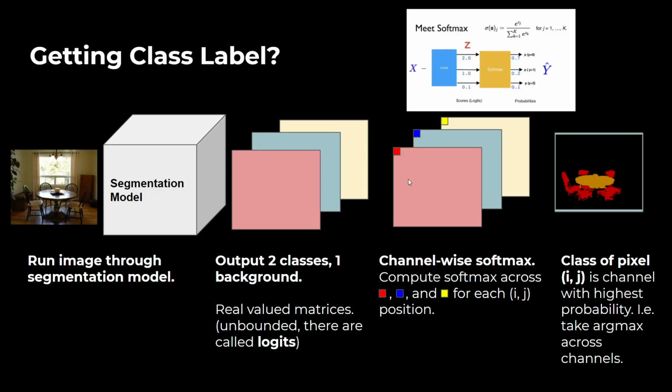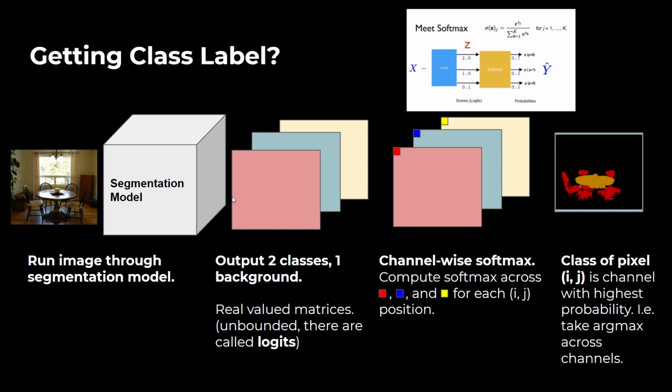Now, the question is, how do we get a class label? It's a little more nuanced. I feel like they don't teach this enough in a lot of tutorials. Basically, what you do is you run the image through a segmentation model. Say you only have 3 classes in the image. So you might have the desk, the chair, and then anything else we consider part of the background class.